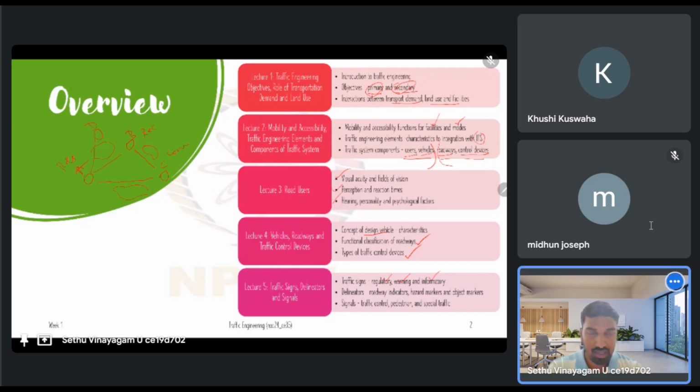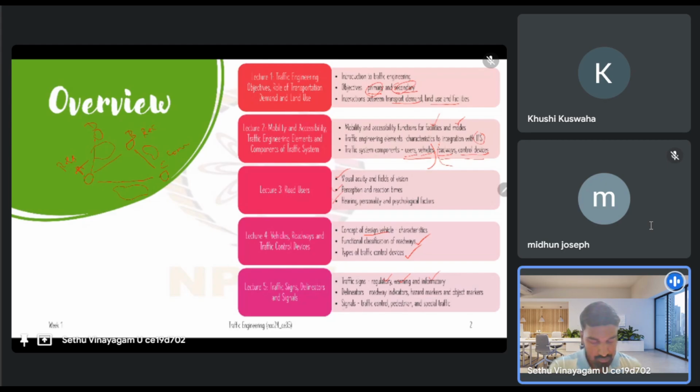And finally, we have the informatory signs. These are just to provide information about the nearby locations or the facilities that are available in the surrounding areas, right? Then we looked at delineators. Delineators basically help us communicate the alignment of the road or the presence of an obstacle. So we have the roadway indicators, hazard markers, and object markers to help us communicate visually the presence of these different elements to the drivers.